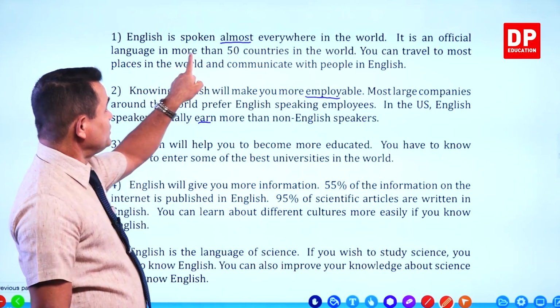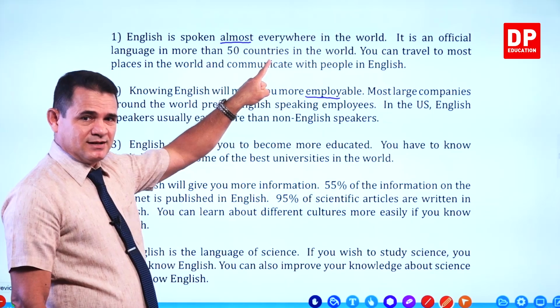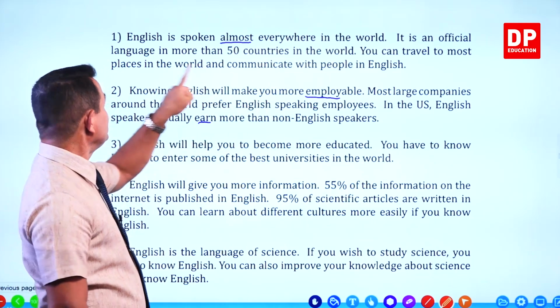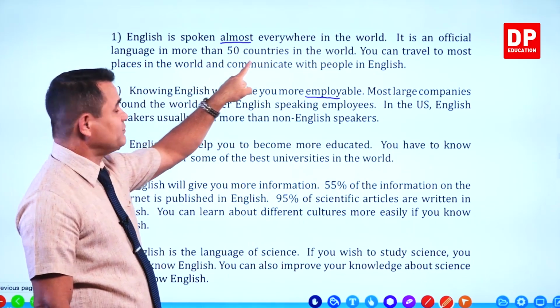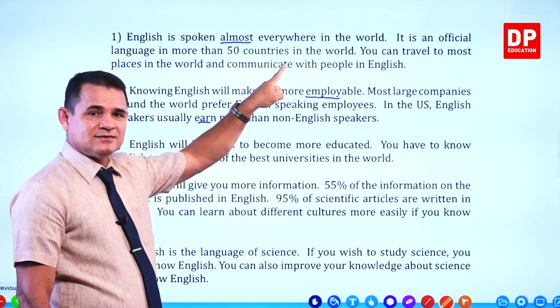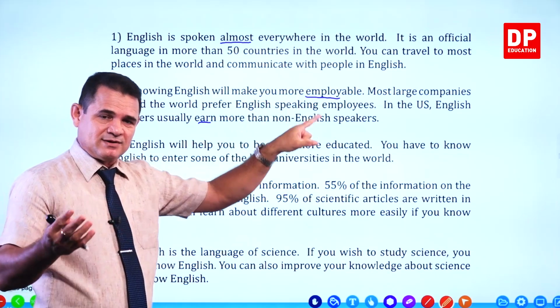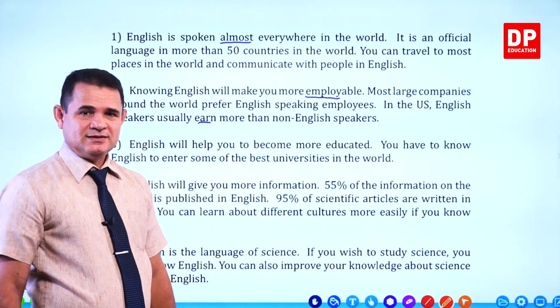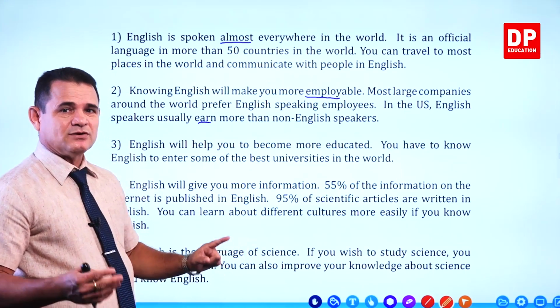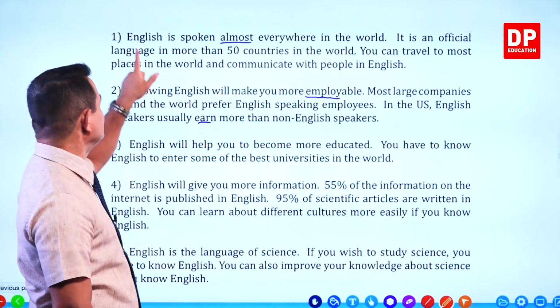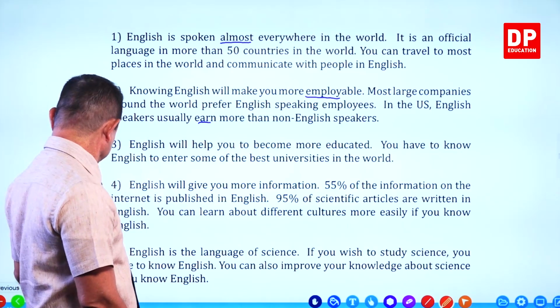English is spoken almost everywhere in the world. It is an official language in more than 50 countries. More than 50 countries we described earlier. රටවල් 50කට වඩා වැඩි ගානක English means official language. So then we can take this one, number 1 for that one.